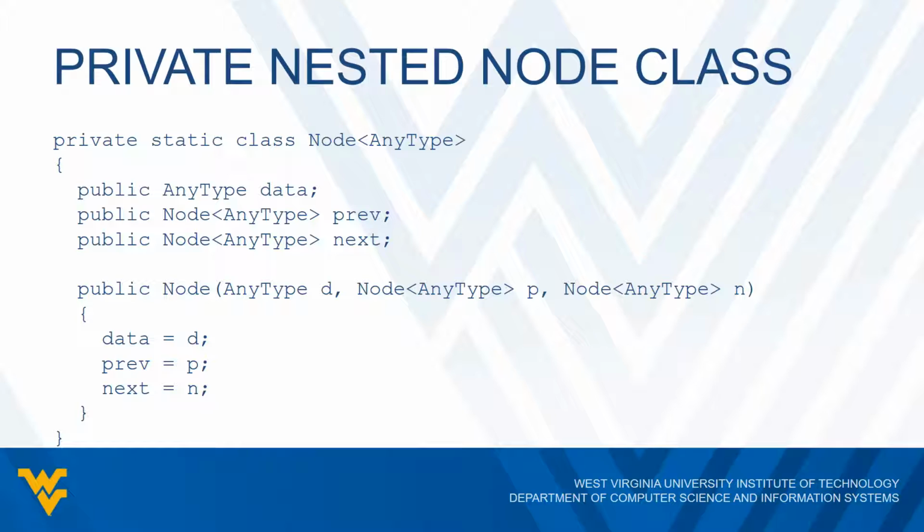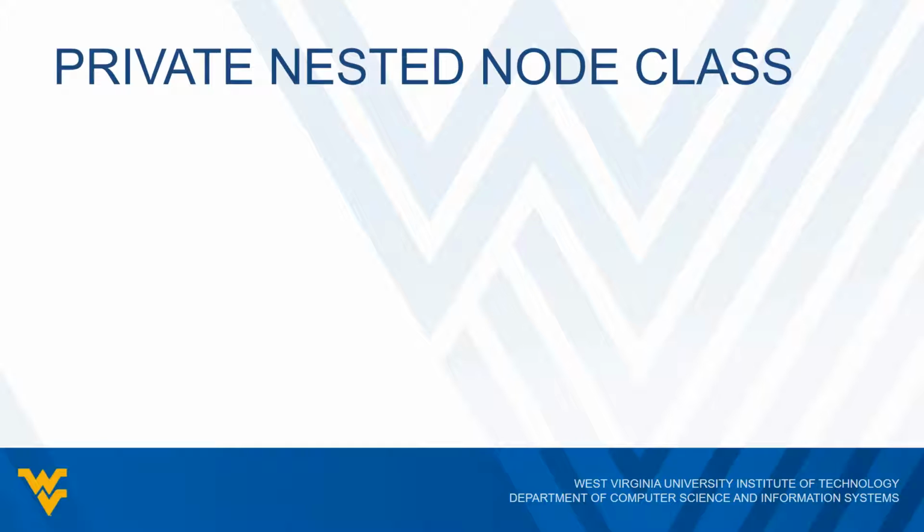We have a declaration of the private nested node class here. So we have three instance variables. We have the data that the node is going to store, and then we have reference variables that correspond to our previous node and our next node. And then we have a constructor for our node class, so we can initialize the data and the links to the previous and next nodes.